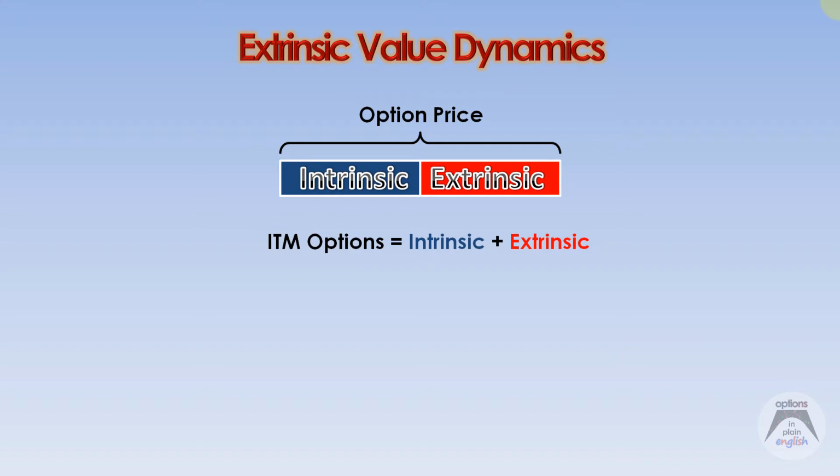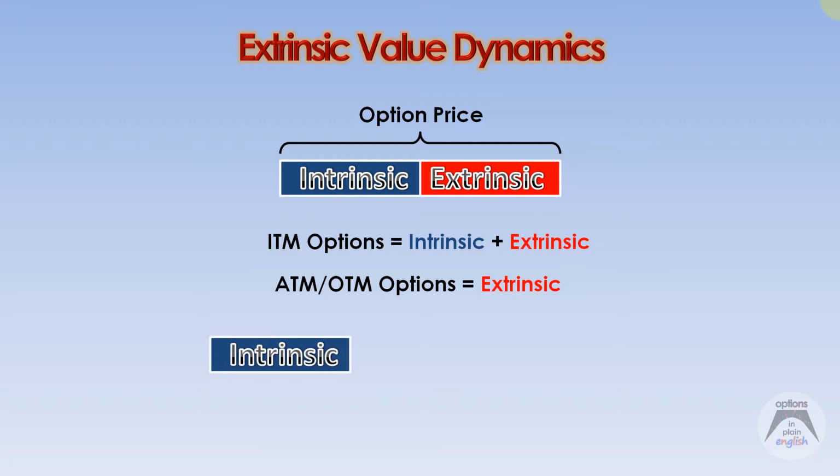So in the money options have both intrinsic and extrinsic value, and out of the money and at the money options have only extrinsic value, no intrinsic at all. So anything that has a delta approximately above 50 is going to have intrinsic and extrinsic value, and anything that is at 50 or less is going to be at the money or out of the money, and is going to be made up of only extrinsic value.